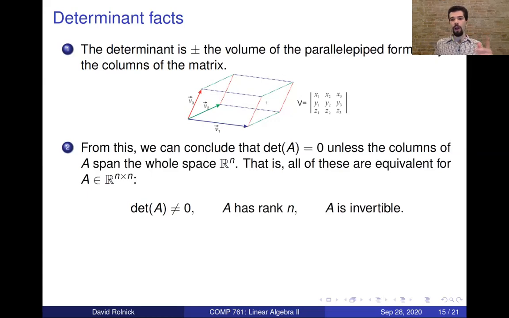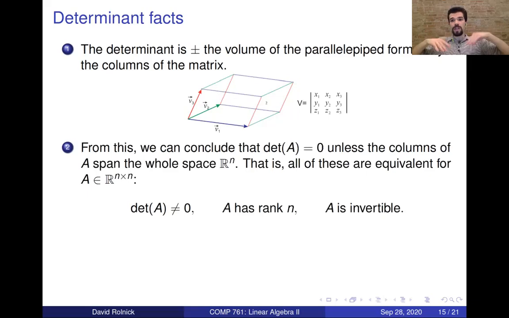So if they span the whole space, that means that they are linearly independent. So you actually have a box with non-zero volume. For example, in 3 dimensions, if they're linearly independent, then you get a box with 3-dimensional volume. But if they aren't, then you're trying to calculate the 3-dimensional volume of a 2-dimensional box. If you calculate the 3-dimensional volume of a 2-dimensional box, you have 0 3-dimensional volume.